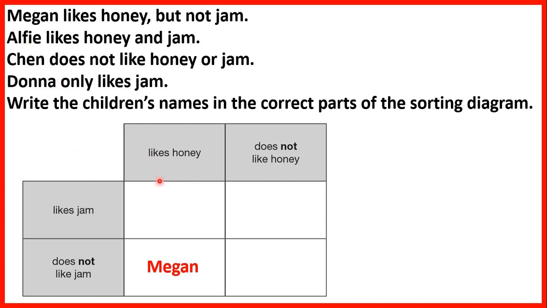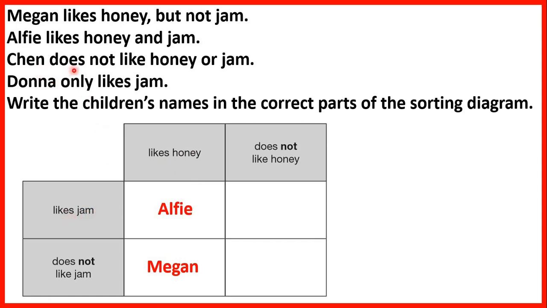Now let's find where we can write Alfie. He likes honey and jam. So we can write Alfie here, because if we go up, that shows us that he likes honey, and if we go across, that shows us that he likes jam as well.